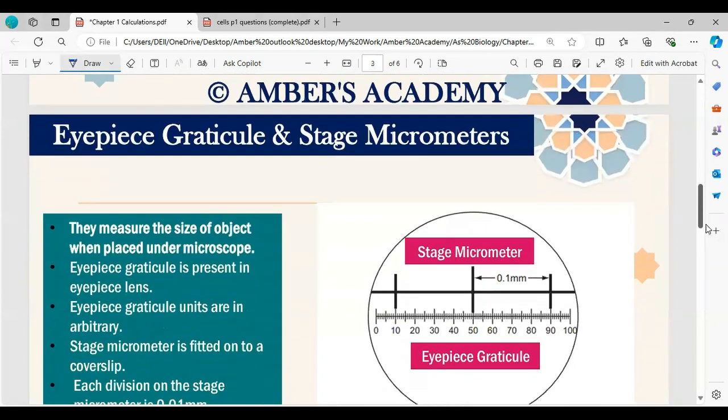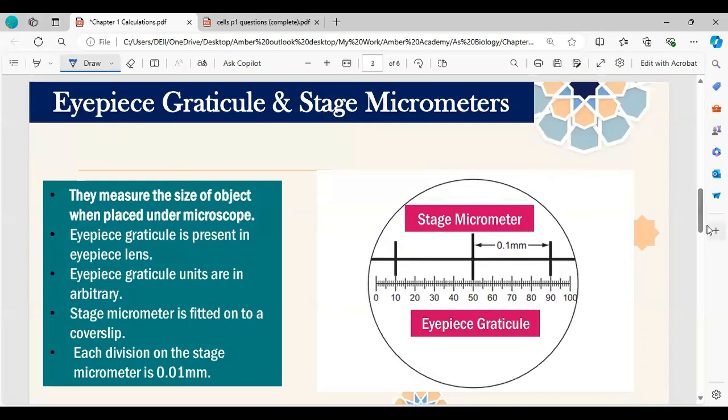Okay, now moving towards the main topic, that is eyepiece graticule and stage micrometers. So the basic difference between stage micrometer and eyepiece graticule. Basically, these are two scales. The eyepiece graticule scale is a scale which is present in your eyepiece. Eyepieces are the lens from which we view the specimen.